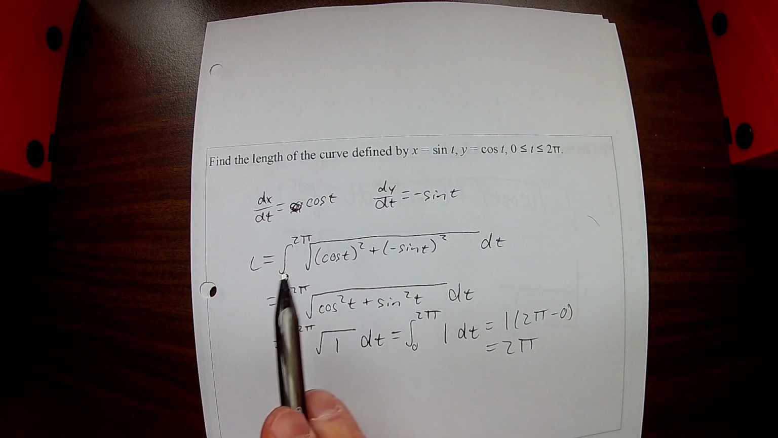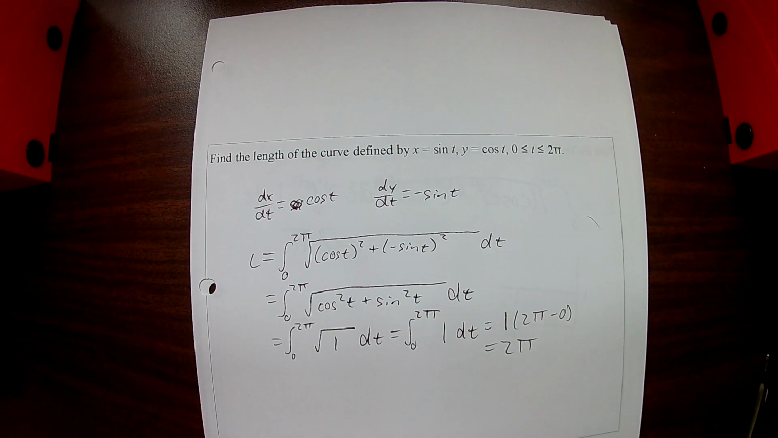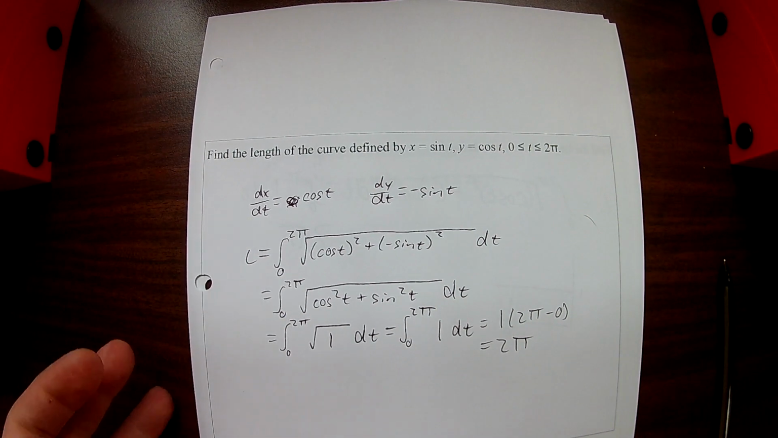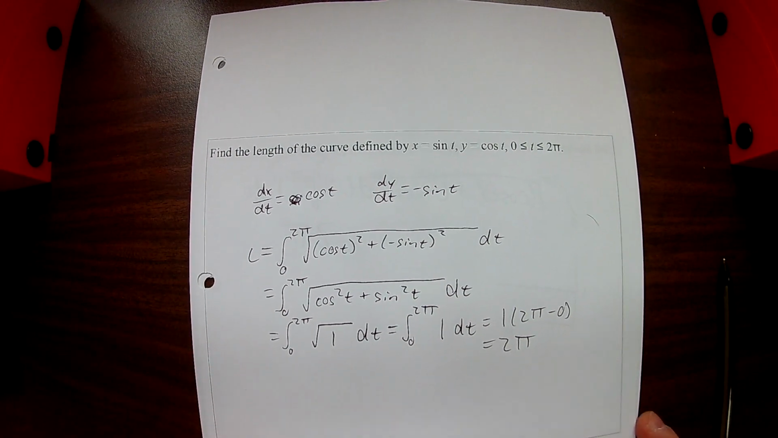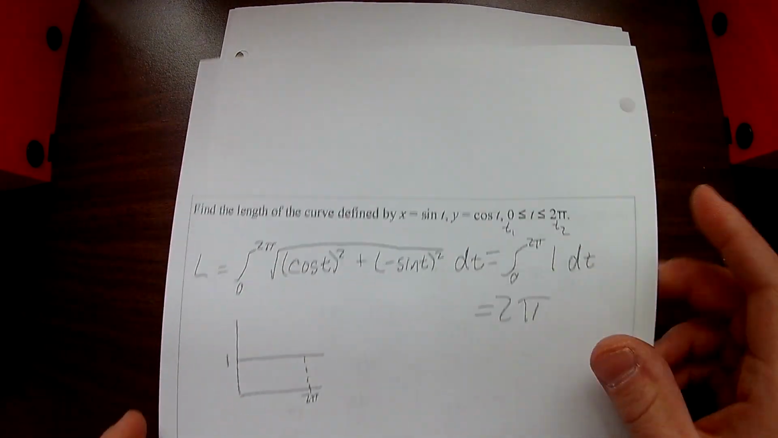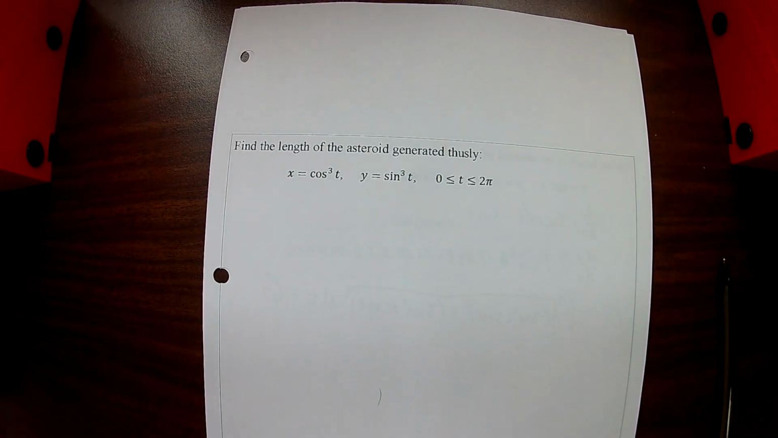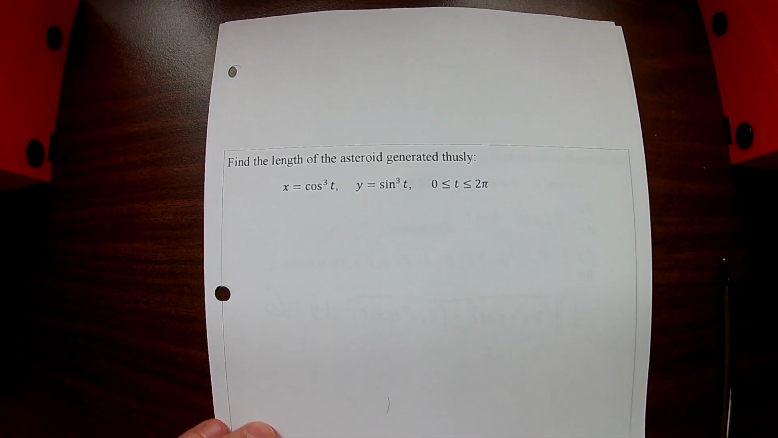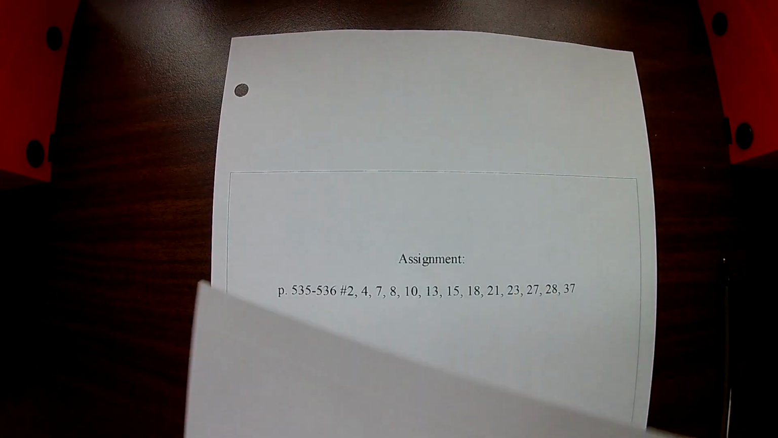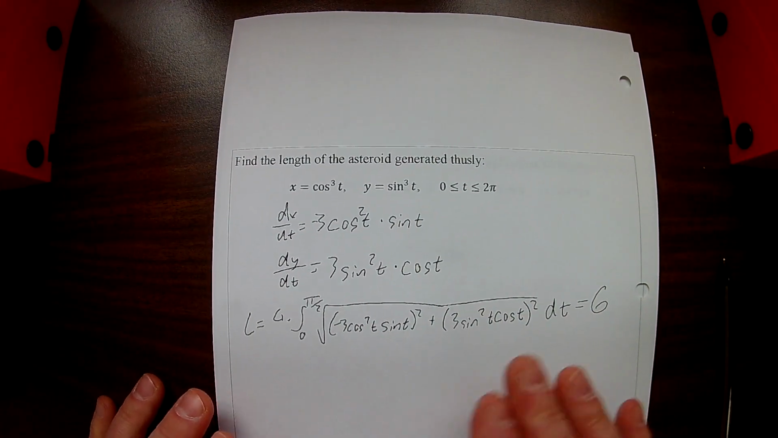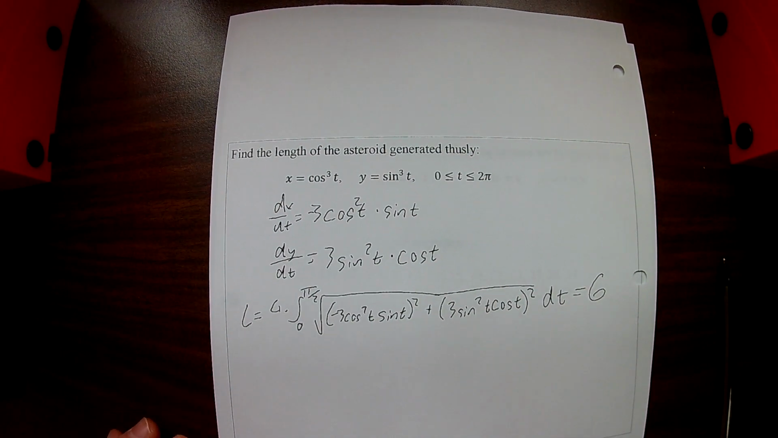Of course, you could plug this into your calculator and just get 6.28, whatever it is. I don't memorize mathematical constants. I'll leave that for other people. And you can see the work over here. I think my battery is about to die. I'm just going to put this up here, the length of the asteroid. It ends up being 6.